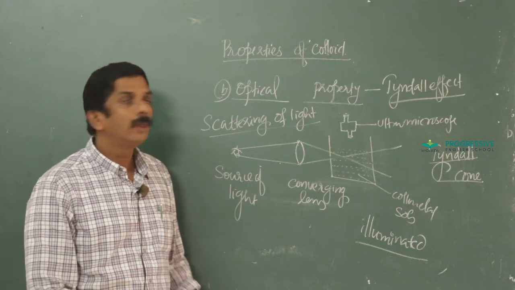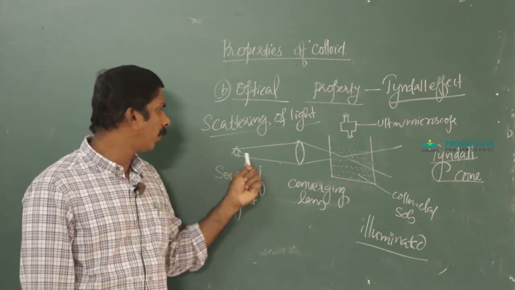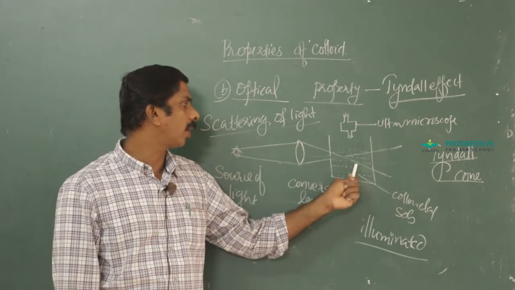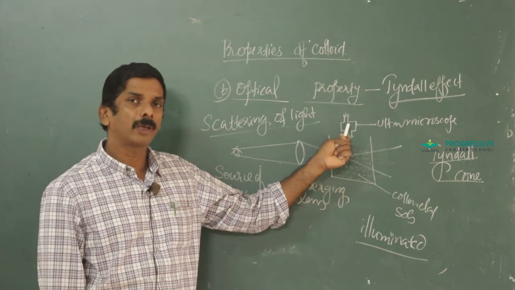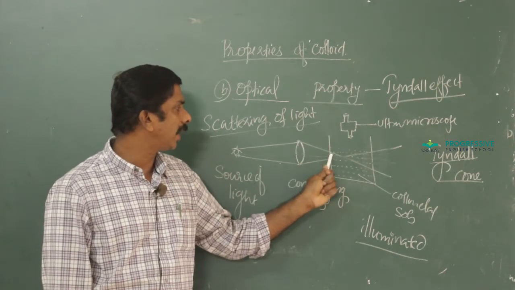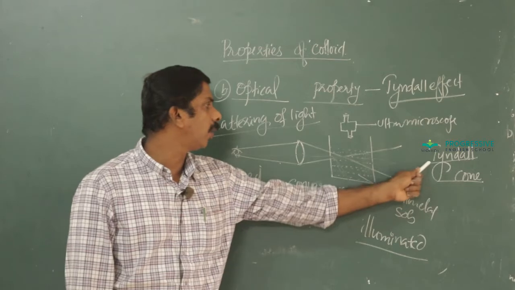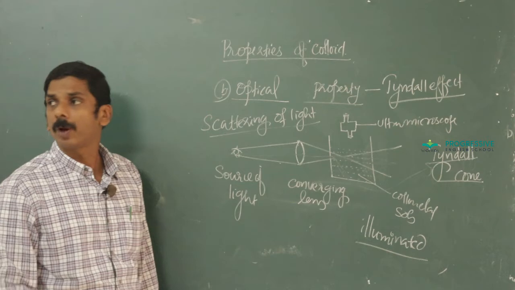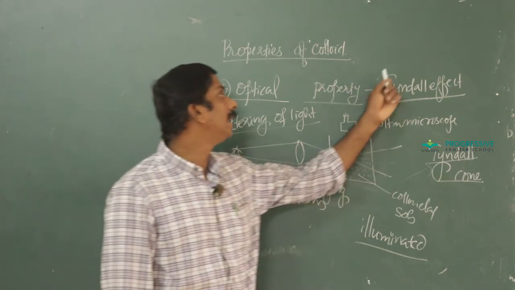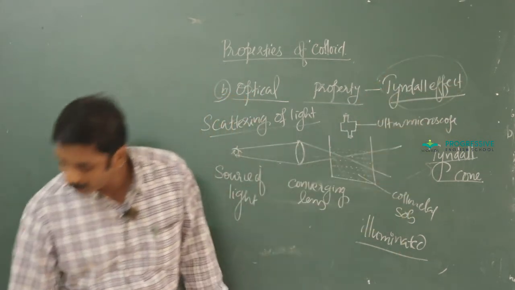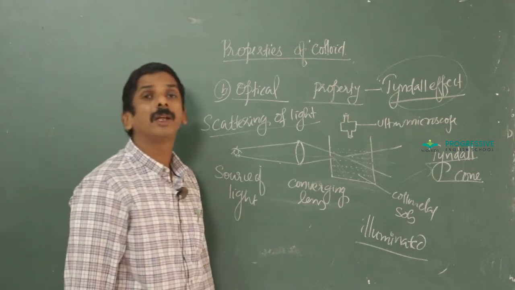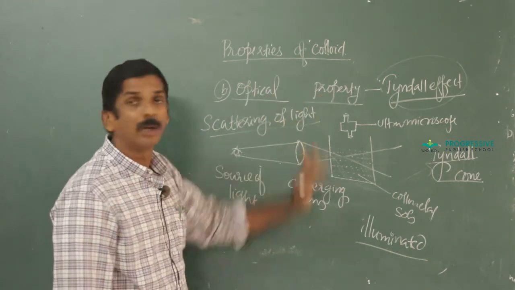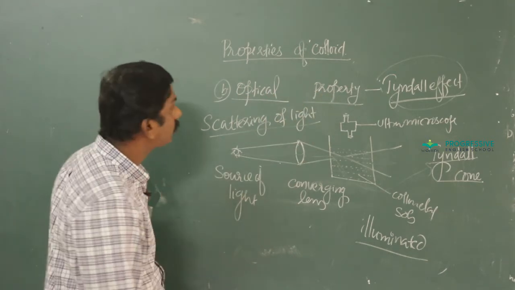Clear? Once more, when a powerful beam of light is allowed to pass through a colloidal solution, and this colloidal solution is observed with the help of an ultramicroscope, the path of the light becomes illuminated. That illuminated path is called a Tyndall cone. The optical property shown by colloid is called the Tyndall effect, and it is due to the scattering of light by colloidal particles. That is the second property, optical property.